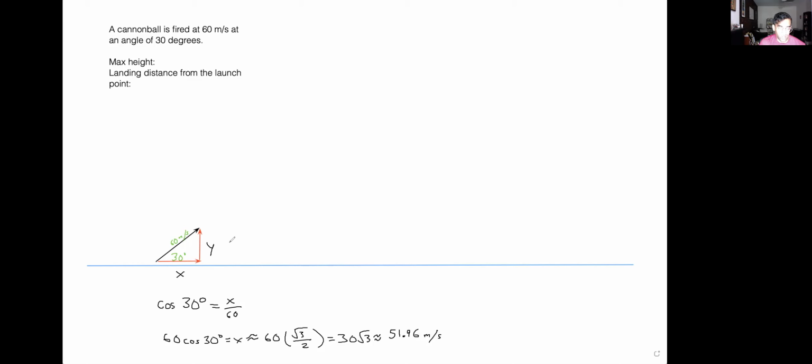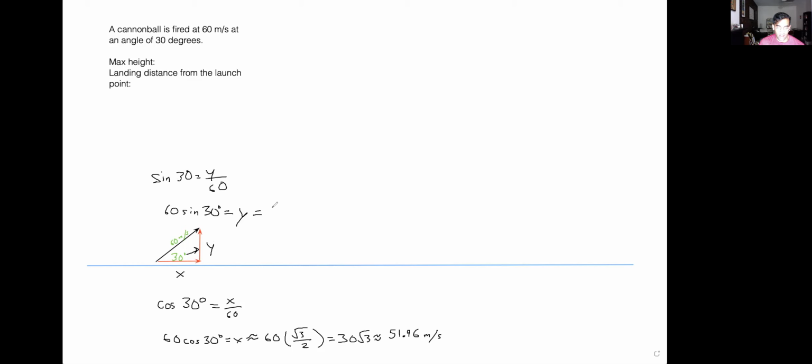Now to calculate the vertical component. I know that the sine of an angle is the opposite leg in the triangle divided by the hypotenuse. So if I look opposite to 30, I get y. And I know the hypotenuse is 60. So the sine of 30 is equal to y divided by 60. Solving for y, I get 60 sine 30 equals y. And now again, just like with the cosine of 30, I know the sine of 30. I know that it's 1/2.